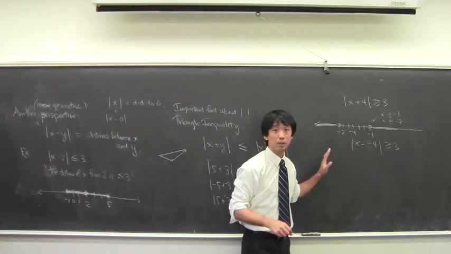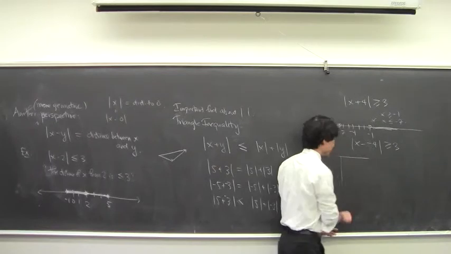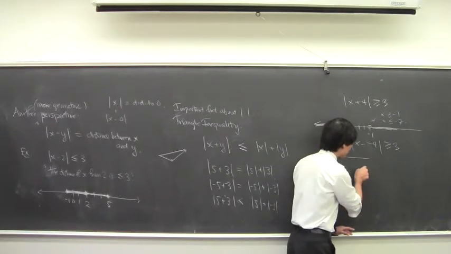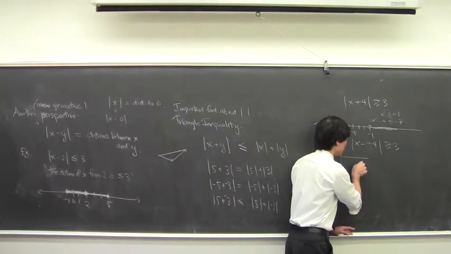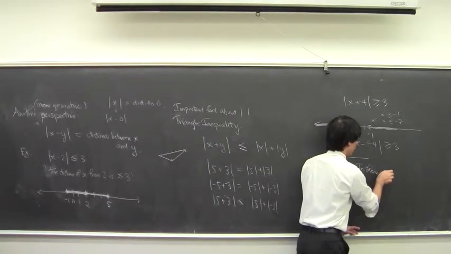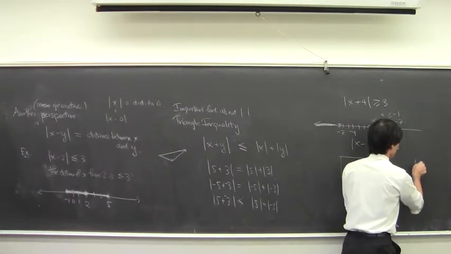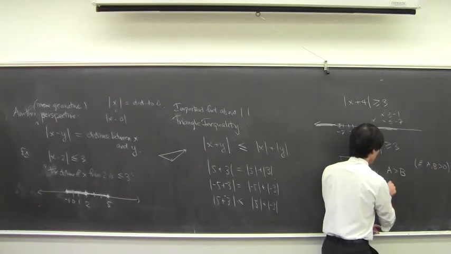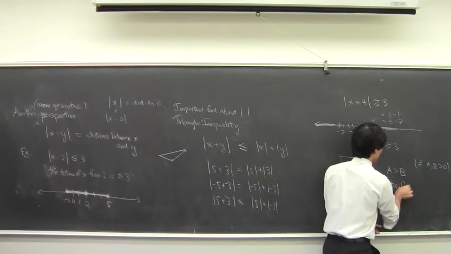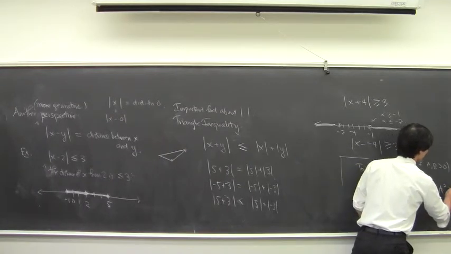Okay. Let me just give you one thing for the homework. One of the homework problems is a little bit tricky, and you'll have to use the following fact: to show A is bigger than B, if A and B are positive numbers, it suffices to show that A squared is bigger than B squared.